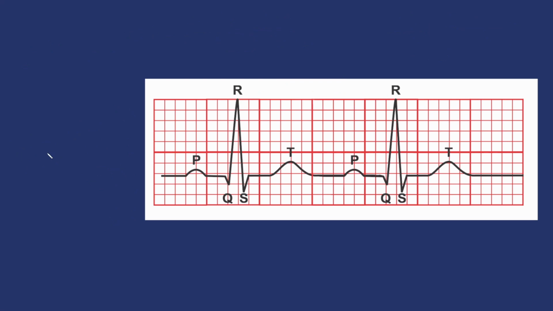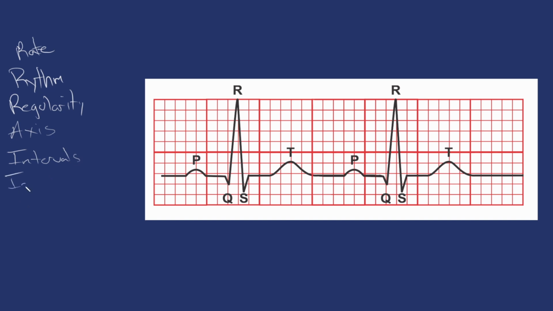So now knowing this and how we can count everything out and how to get our intervals and everything, we're going to go through and start applying that systematic approach for this. If we remember just a second ago, we had our 3 R's. So our rate, then we're going to do our rhythm and regularity, then we're going to have our axis, our intervals, ischemia, and irregularity.